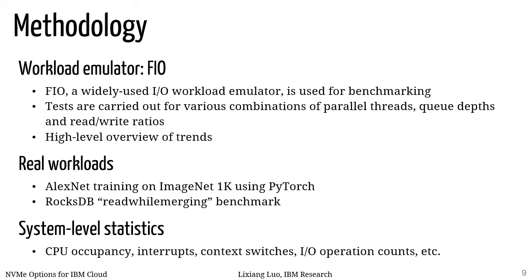Beyond that, we also try some real workloads, including AlexNet training on ImageNet 1K using PyTorch, and also the RocksDB benchmark. This is the benchmark which comes from the RocksDB software package itself. For performance metrics, we focus on system-level statistics, such as CPU occupancy, interrupts, context switches, and I/O operation counts, etc.